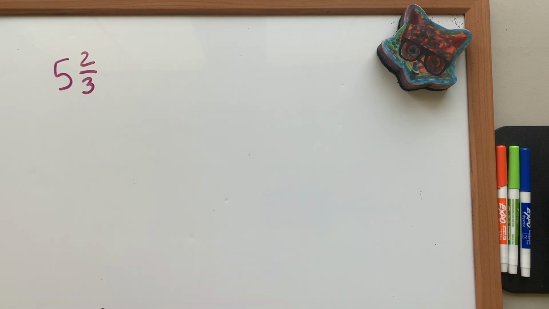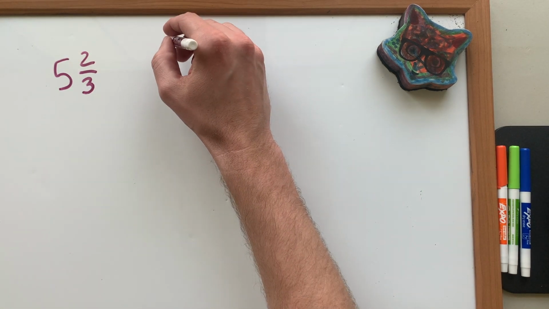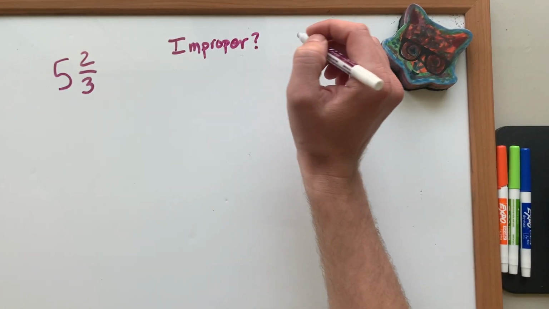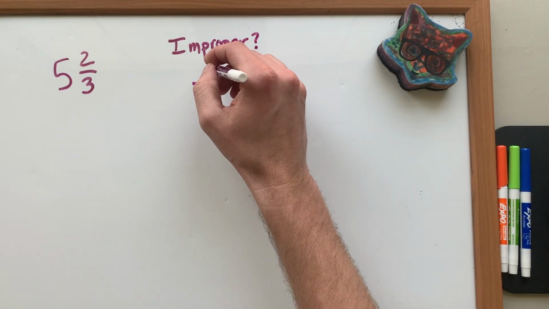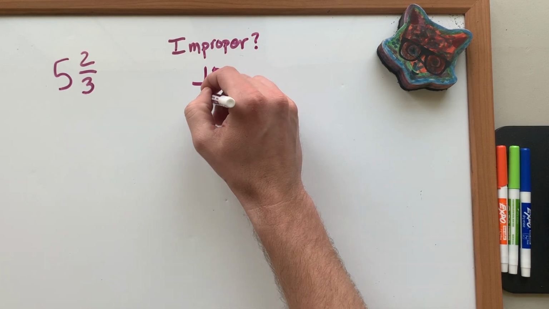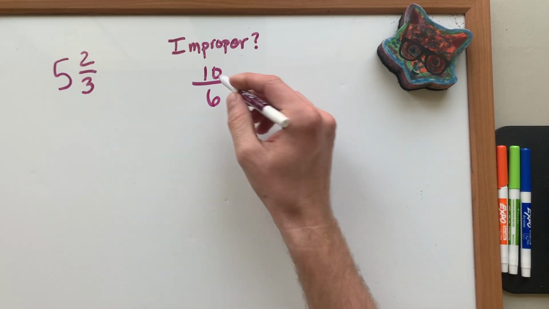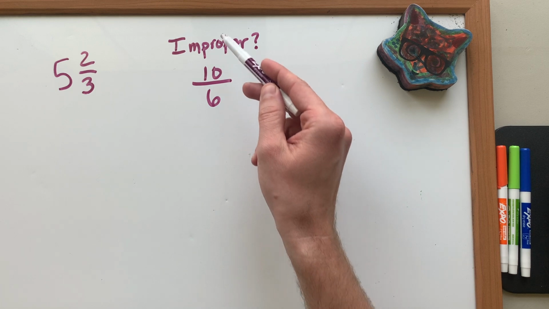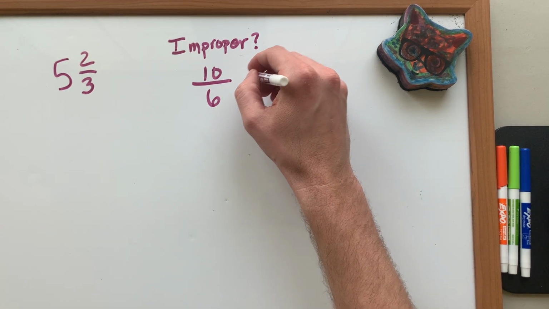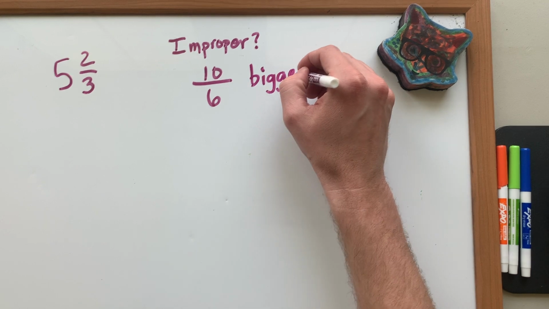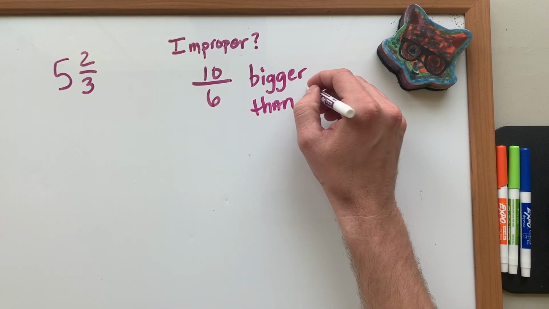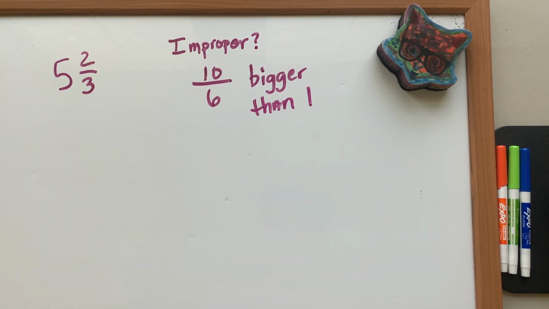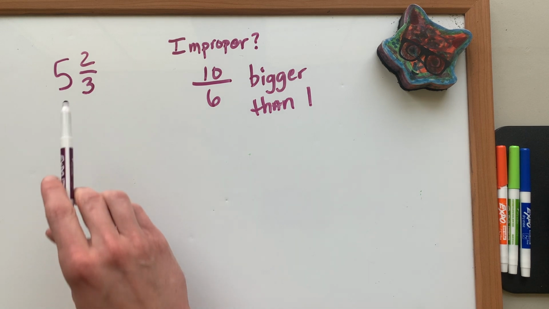If I want to convert that to an improper fraction, I first have to remember, what does improper fraction mean? An improper fraction is a fraction where the numerator is bigger than the denominator. And it doesn't matter what these numbers are, as long as the numerator is bigger than the denominator, you have an improper fraction. And it means that the fraction has a value that is bigger than 1. If the numerator is bigger than the denominator, the fraction will have a value more than 1. Okay? So, how do we do this?